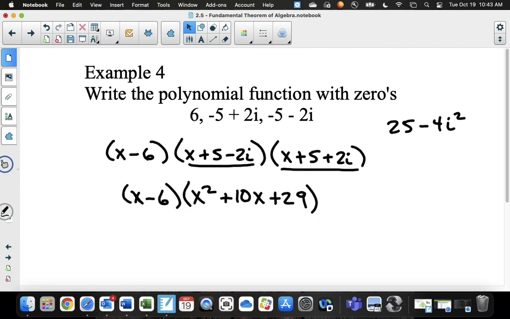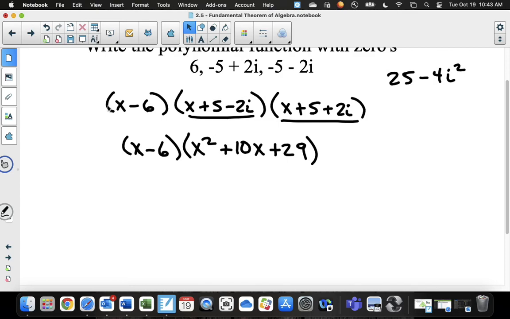Now, let me ask you this. I'm not done, but I'm going to be done. Because what's the one thing left to do if I wanted to? You now would have to go through and take the x and distribute, take the negative 6 and distribute, and get your, again, get your cubic function. So we're not quite done, but it's a much quicker method than having to multiply all of this stuff out and then still have to do that. It's a little bit of a shortcut.